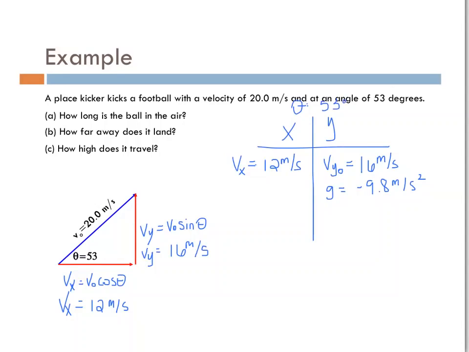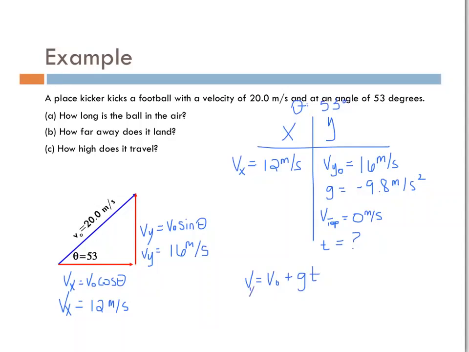Again, other pieces of information is that the velocity in the y direction at the top is going to be 0 meters per second. And what we're trying to solve for is time. So clearly, we're going to need to use the information in the y direction because it's the one we have the most information for. So, out of our kinematic equations, I think v equals v naught plus gt is going to be the most useful.